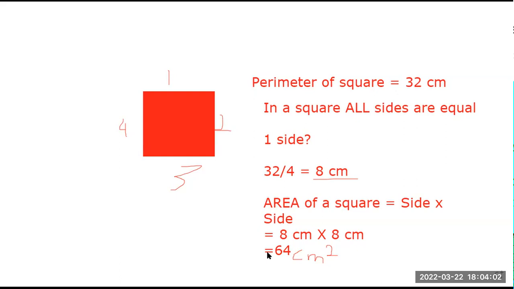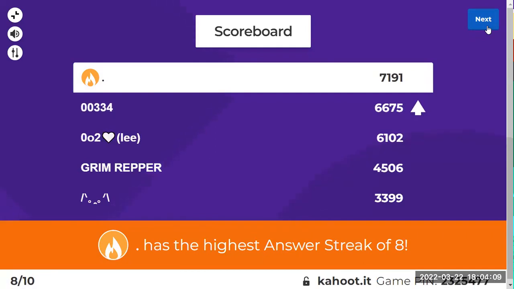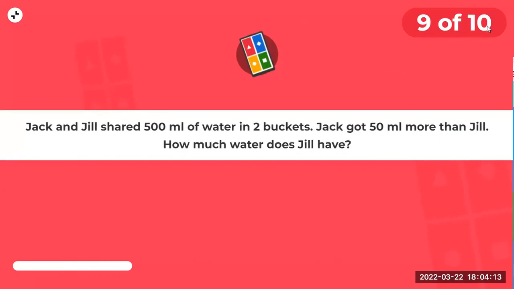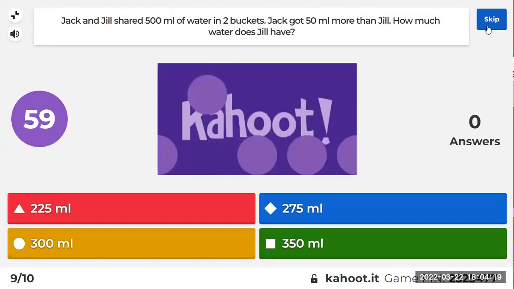Let's proceed to the game again. So I know I'm dragging out this game, but I really wanted to provide explanations to the answers. Right? I want to make sure we all understand where we are. So Jack and Jill shared 500 milliliters of water in 2 buckets. Jack got 50 milliliters more than Jill. How much water does Jill have?